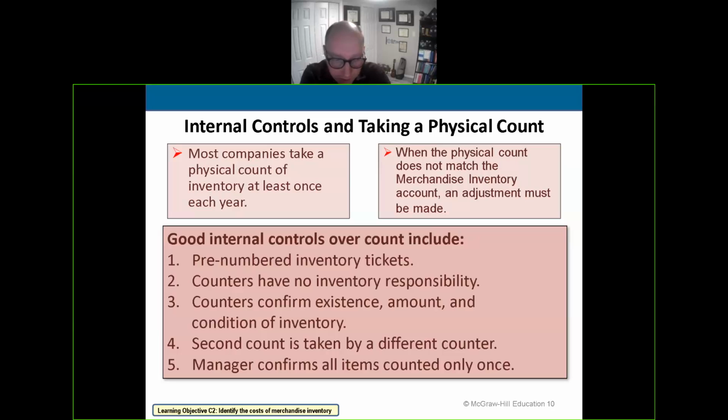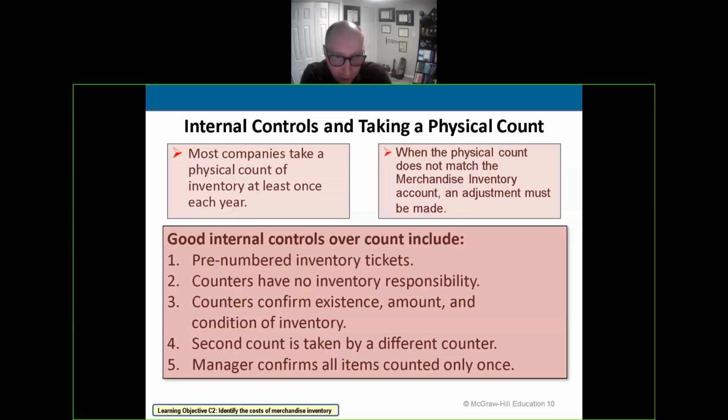You go to Macy's and you see all these tags around the store. And it'll say some other company's name on it. They're doing inventory. That's what that means. They're taking a physical count of inventory. That's how they track what they've already counted.